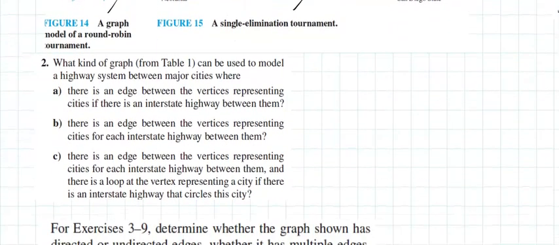Now, Table 1 is in the book, but you don't have to refer to it, really. You could just figure out how things work between whether there's an edge or not. So they say, what kind of graphs from Table 1 can be used to model a highway system between major cities where A, there is an edge between the vertices representing the cities if there is an intersecting highway between them. Well, here we would say this would be a simple graph.